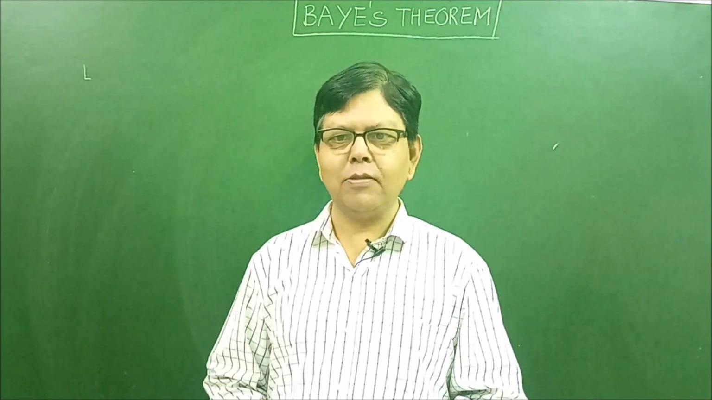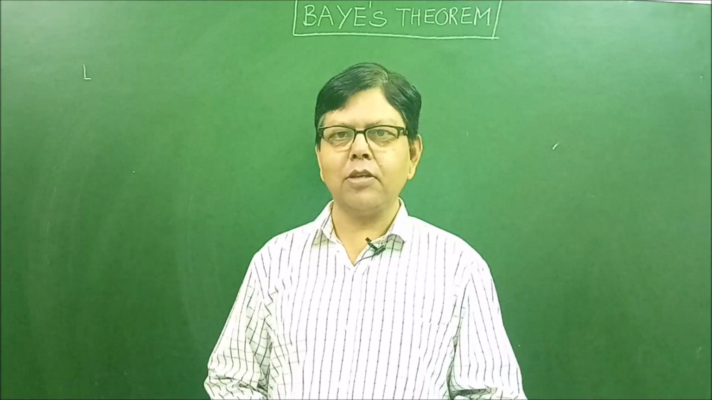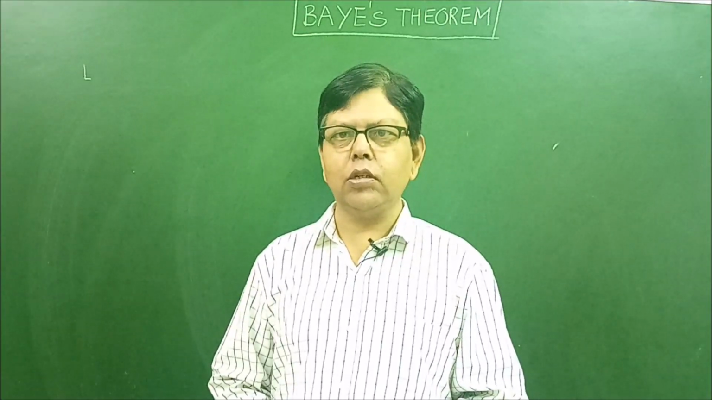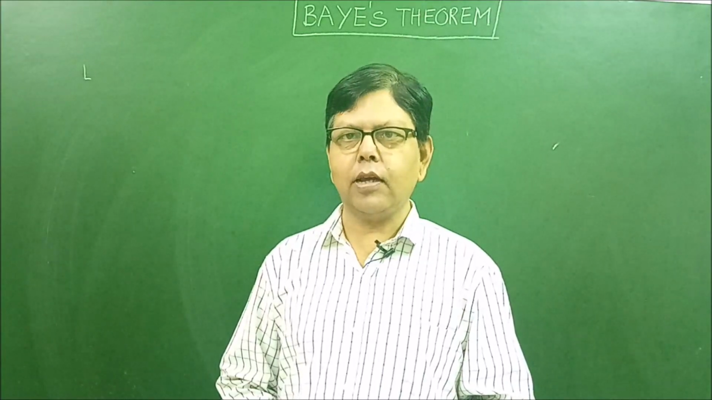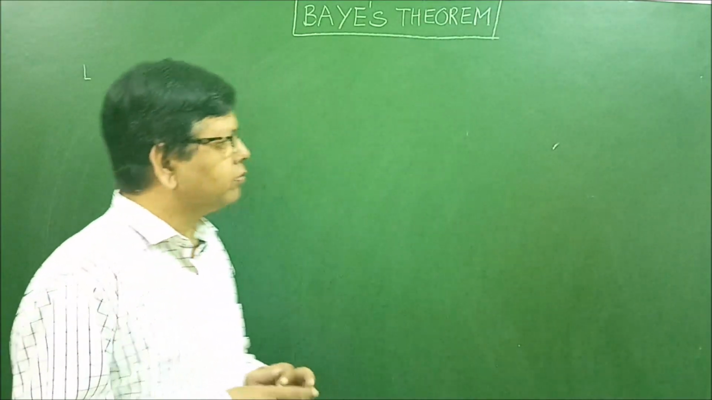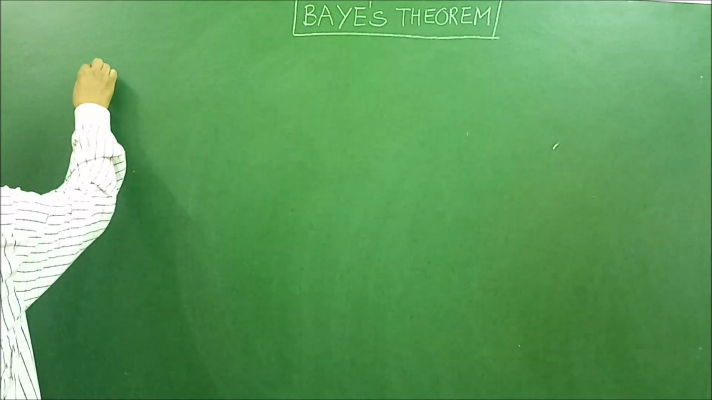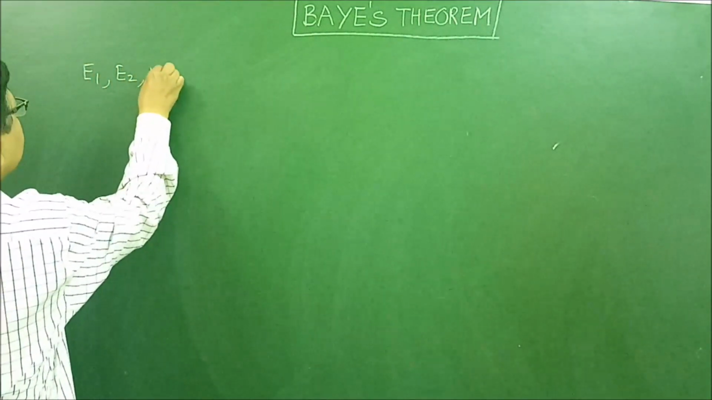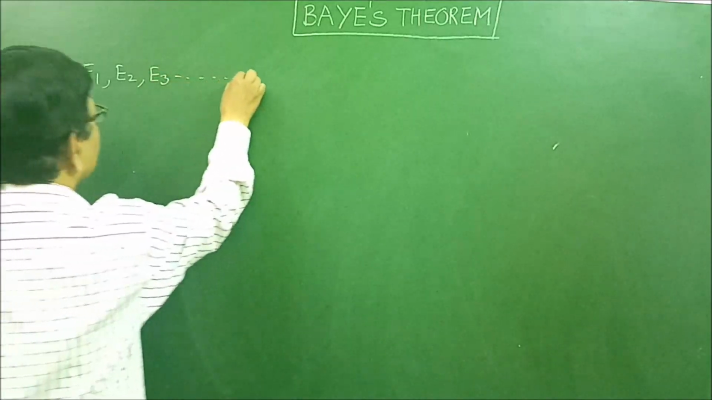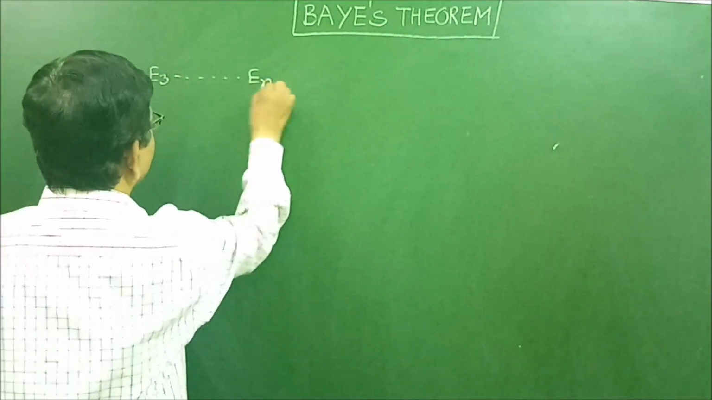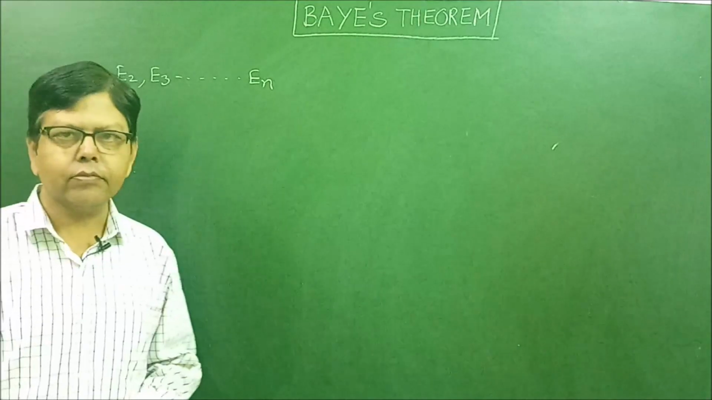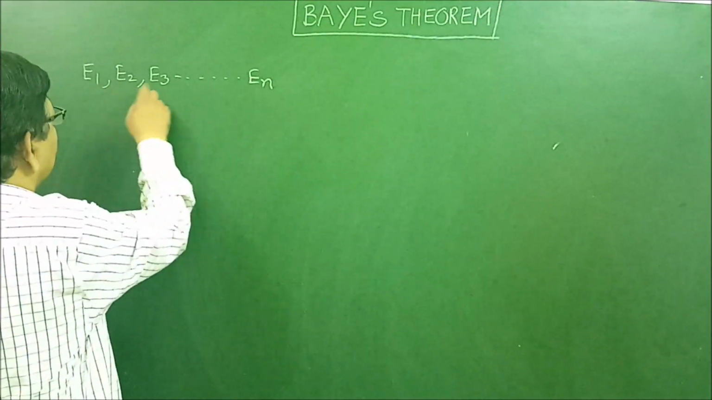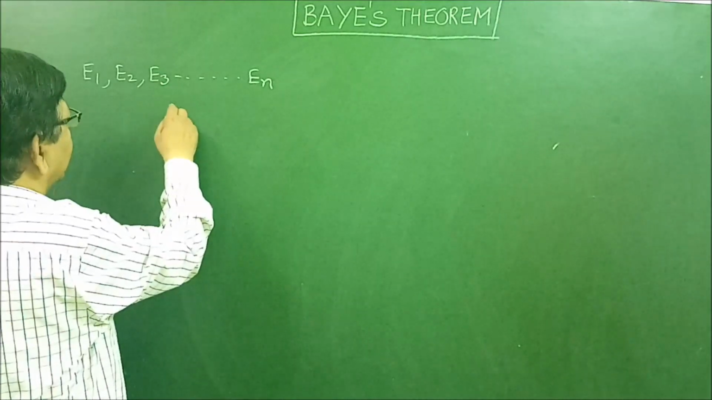Hello students, and in this session I will discuss Bayes theorem. Bayes theorem is generally used in conditional probability. It is a type of condition. So if E1, E2, E3 up to En are n mutually exclusive events, and with each of these another event A occurs.